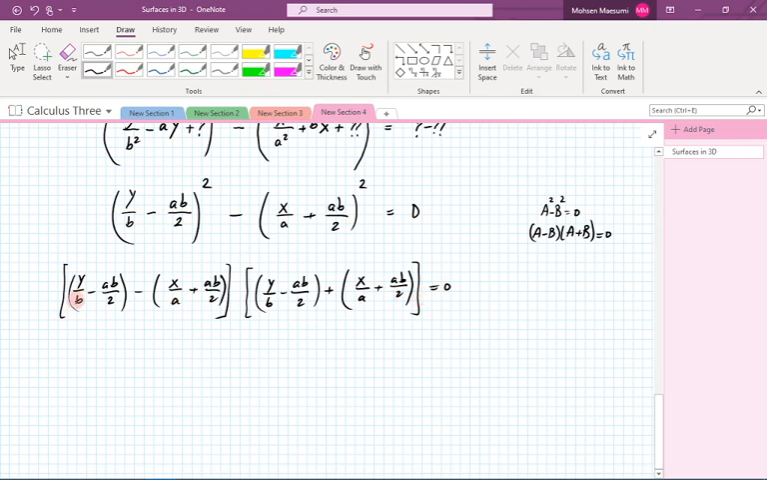Let's simplify here. So this becomes y over b minus x over a, and this and that together becomes minus ab. Here becomes y over b plus x over a, and these two cancel each other out, and I get this. So either this factor is 0 or that factor is 0.